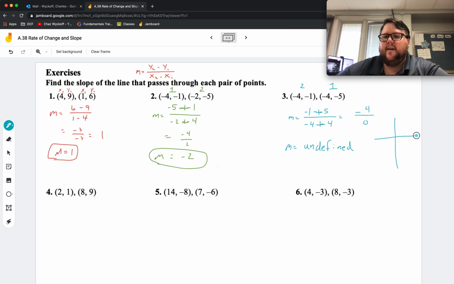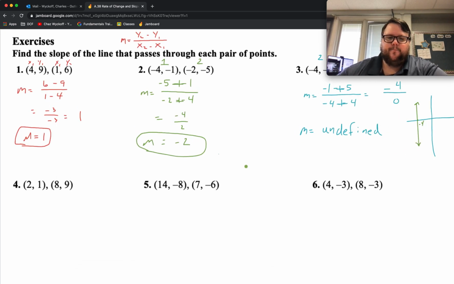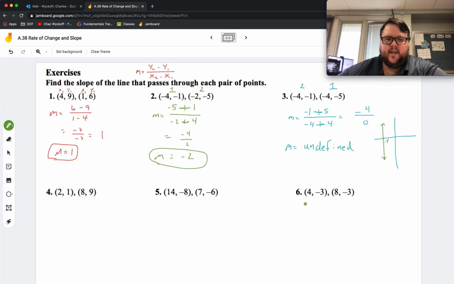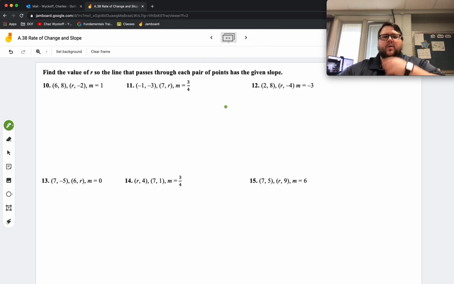So if we have our graph here, and I'm just kind of throwing this out there, what it's saying is we have a vertical line at x equals negative 4. X equals negative 4. So that's all that's saying. But I'm going to let you guys do the next 4. Just make sure you label them x1, y1, x2, y2, and then plug it into the formula, and you're good to go.